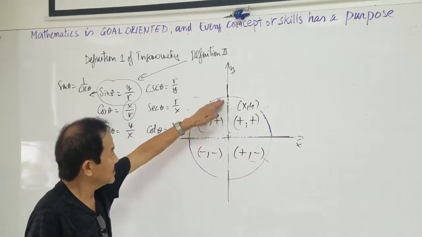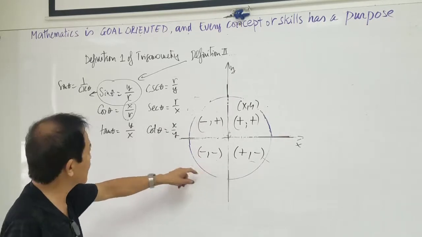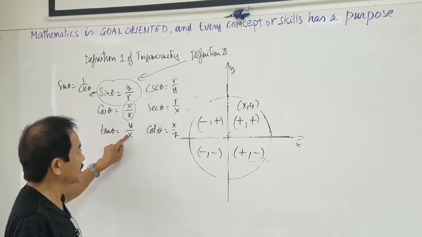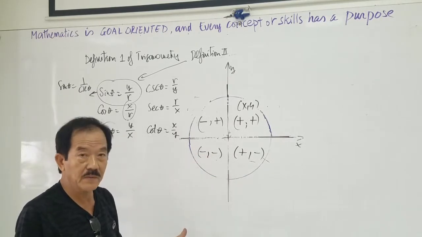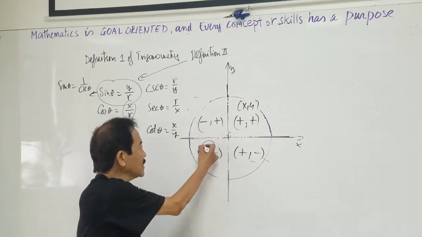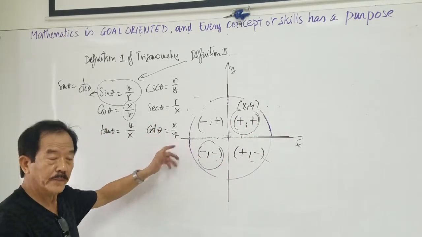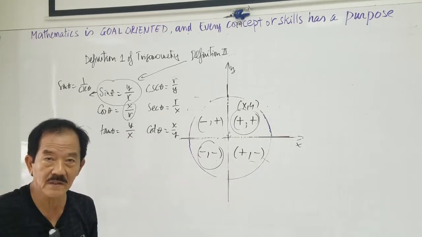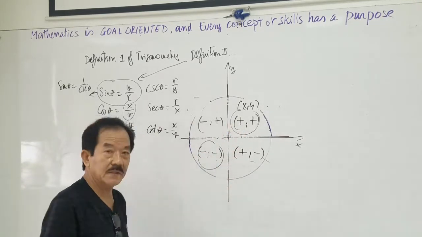For example, in quadrant 3, tangent has to be positive because tangent equals y over x. So y negative, x negative, therefore tangent has to be positive. So tangent is positive here, and cotangent is also positive because they are reciprocal to each other. You remember only one thing about this, and you remember everything.